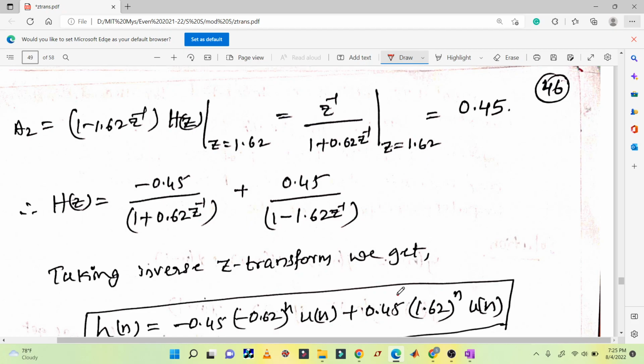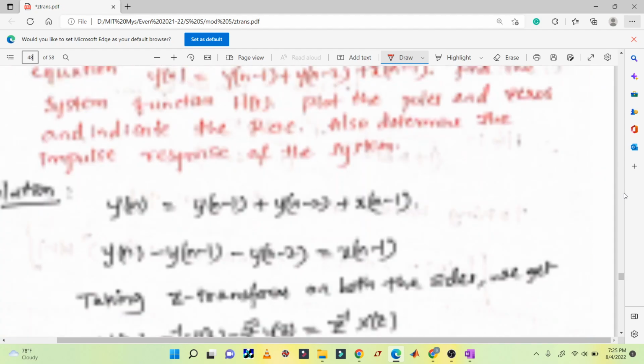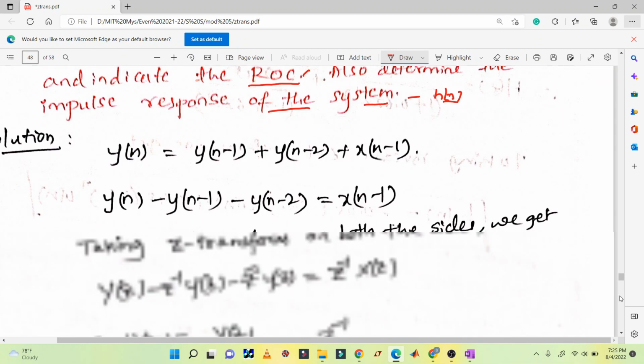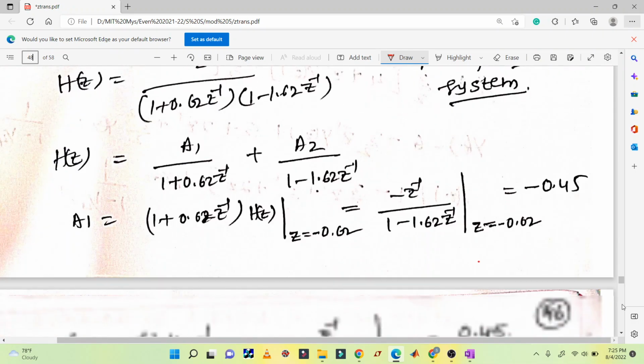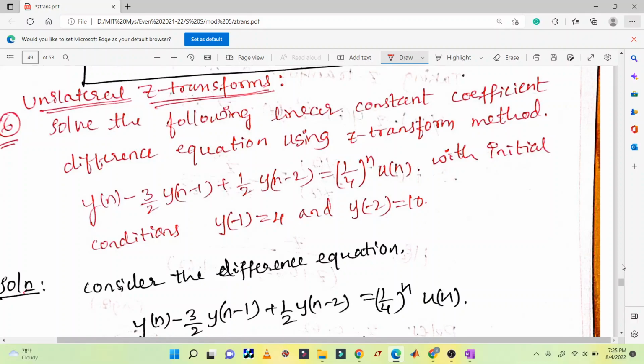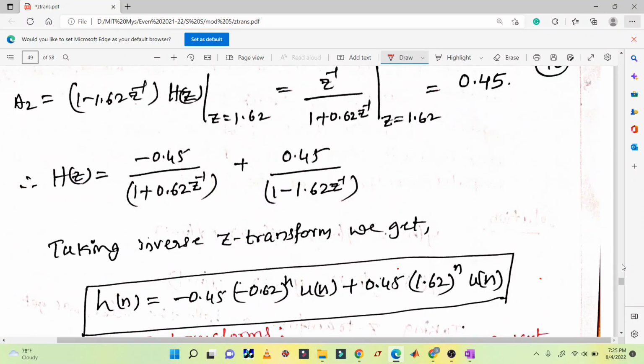So this is the answer what we have got. System is causal, that is why we have taken u of n. It is given in the question itself that the system is causal. It is given as a causal LTI system. Since it is causal, we have written it as a right sided sequence. ROC is outside the outermost pole. That is, 1.62 is the outermost pole. The one which has the larger value is called the outermost pole.